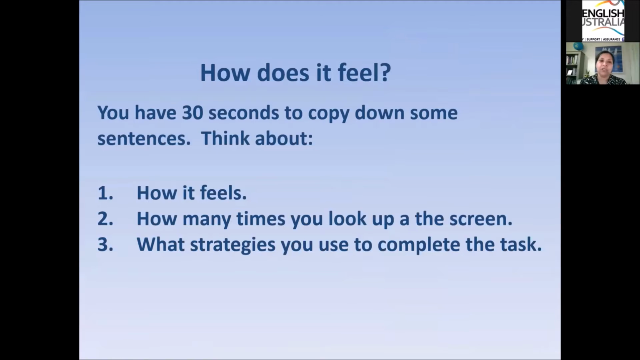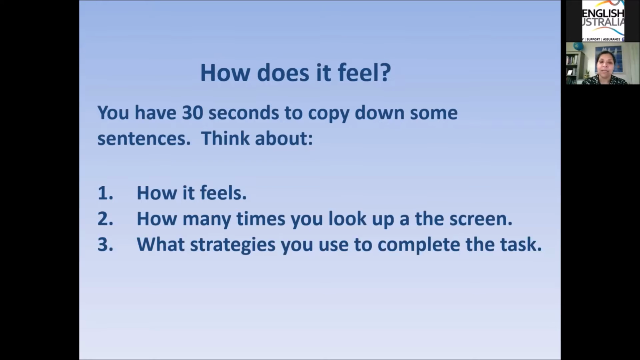While you're doing that, I'm going to explain what the activity is, and it's going to be about how it makes you feel as a participant. You're going to have 30 seconds to copy down some sentences. While you're copying down the sentences, think about how it makes you feel. How many times do you look up at the screen? And what strategies are you using to complete the task? So three things you need to think about: how it makes you feel, how many times you look up at the screen, and what strategies you use to complete the task.